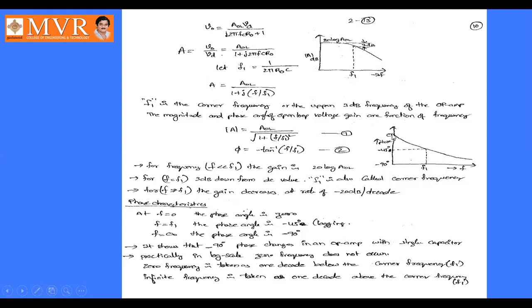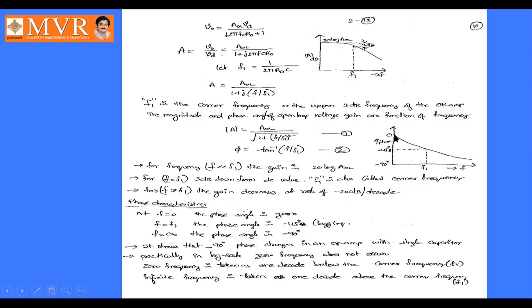The phase angle is going to change from 0 degrees to minus 90 degrees. At F1, it will be around the phase shift of the signal that we have applied. That means when we apply a signal, the output is going to be phase shifted. At which angle is it going to be phase shifted? That is up to F1.